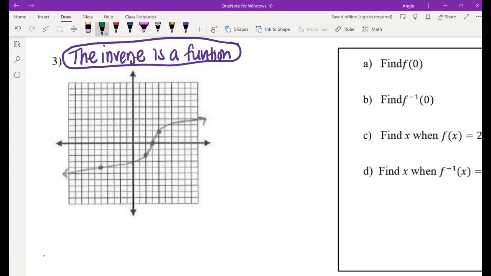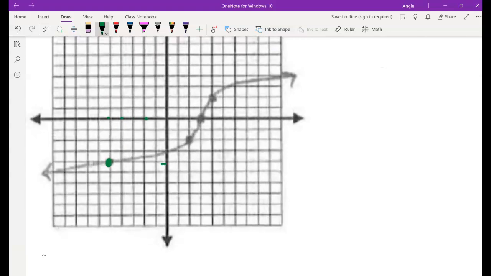All right, so I'm going to plot some dots here. This first one is left 5 and down 4. So this is (-5, -4). So my inverse dot, I'm going to use red again, is going to be (-4, -5). So there's my inverse, (-4, -5).